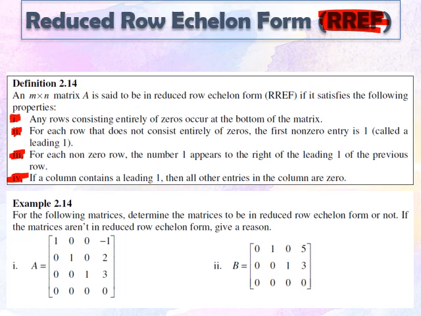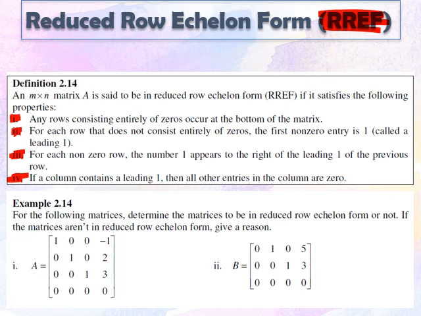So for the meaning, you look at the column. If the column contains a leading 1, then the other entries of the column must be 0. So we look at the example to be more clear on this.